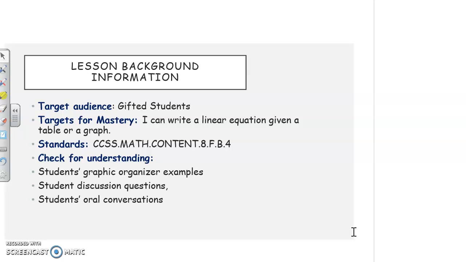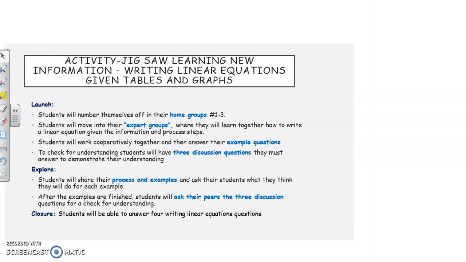You could see that there's a content standard. Throughout this lesson, the students are going to be in the role of the teacher where they have to learn how to write the linear equations given the tables and graphs. They're going to have a graphic organizer. They're going to be accountable for discussing, using discussion questions to hold each other accountable. And I'm going to be listening to their conversations to check their comprehension.